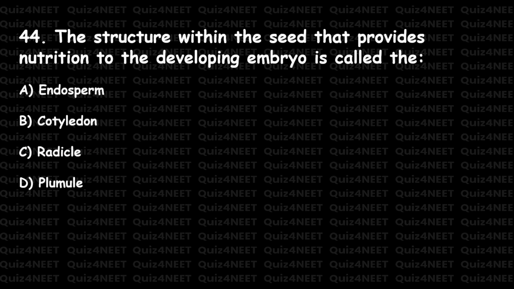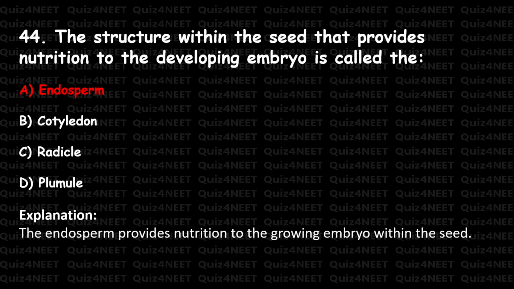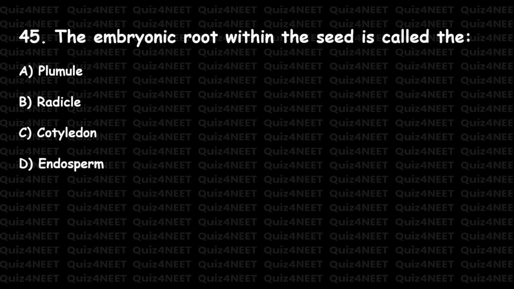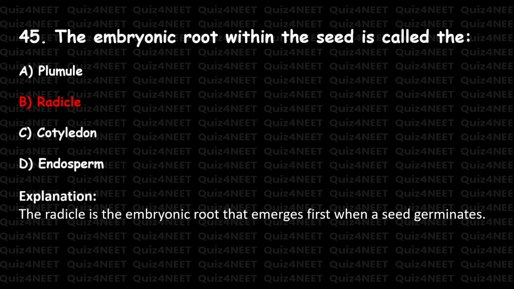44. The structure within the seed that provides nutrition to the developing embryo is called the A. Endosperm, B. Cotyledon, C. Radicle, D. Plumule. Endosperm. Explanation: the endosperm provides nutrition to the growing embryo within the seed. 45. The embryonic root within the seed is called the A. Plumule, B. Radicle, C. Cotyledon, D. Endosperm. Right answer, B. Radicle. Explanation: the radicle is the embryonic root that emerges first when a seed germinates.